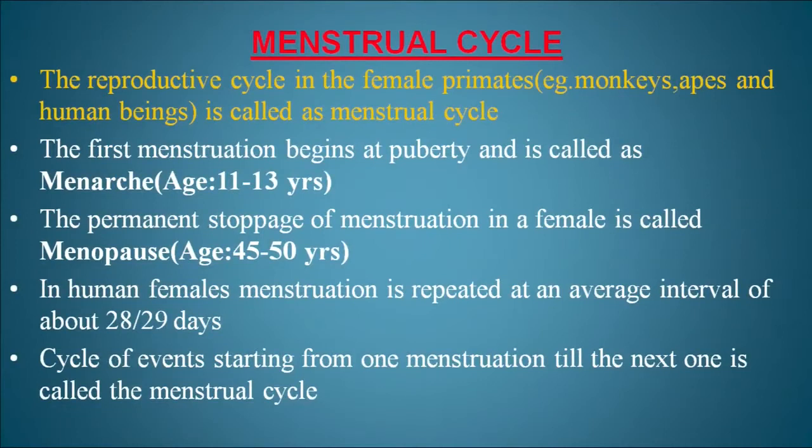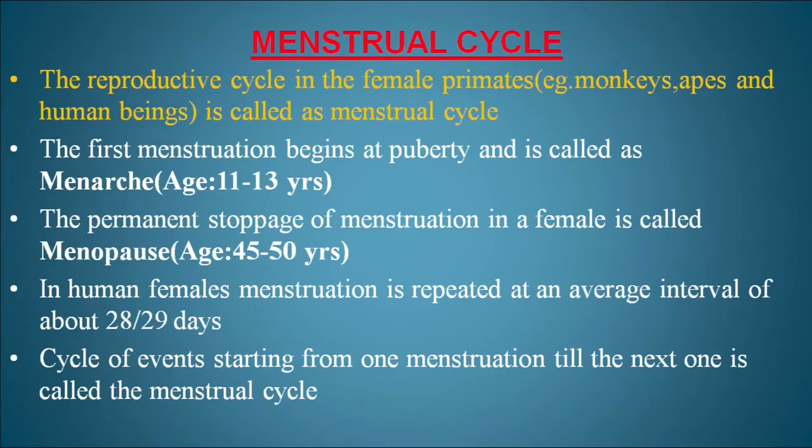Menstrual cycle. The reproductive cycle in the female primates, for example monkeys, apes and human beings, is called the menstrual cycle. The first menstruation begins at puberty and is called menarche, which is seen at the age of 11 to 13 years. The permanent stoppage of menstruation in a female is called menopause, which is seen at the age of 45 to 50 years.